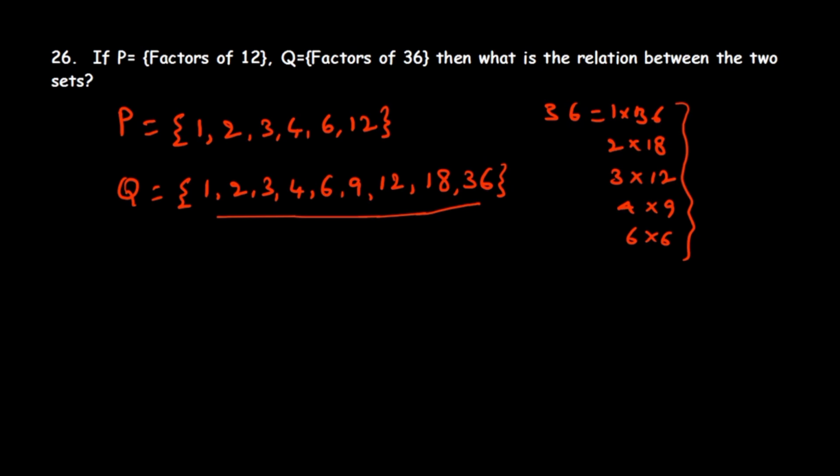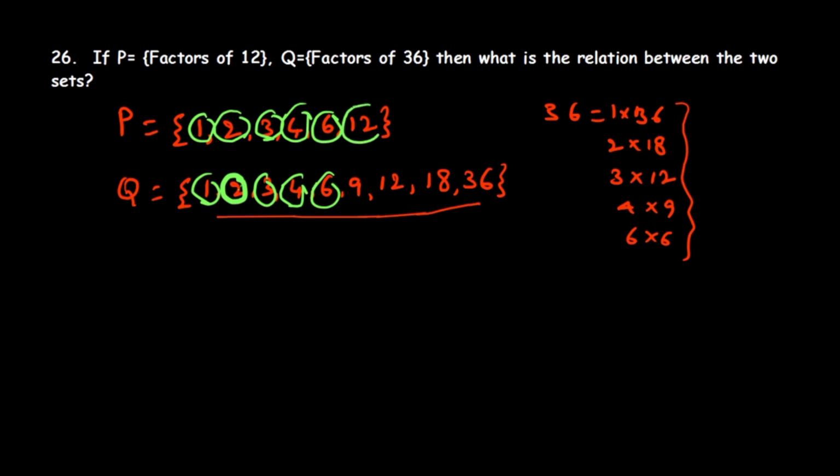Now what is the relation between the two sets? If you observe here, 1 is common in both, 2 also common, 3 common, 4 common, 6 common, 12 also common. So what do you conclude from this? Yes, that is P subset Q. P subset Q is the answer for this question.